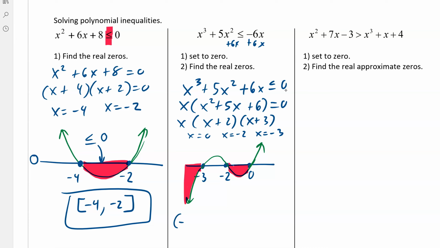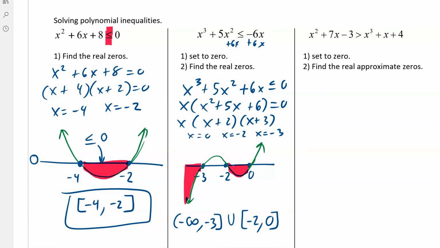So our answer would go from negative infinity to negative 3, bracket, again because it's equal. But this region is greater than, so we don't want to include it. Then we put a union, and then bracket negative 2 to 0, bracket, because it's equal. And then from 0 on, it goes off to infinity.